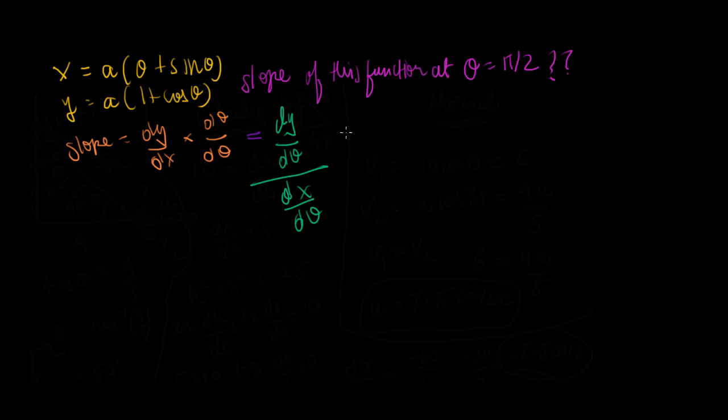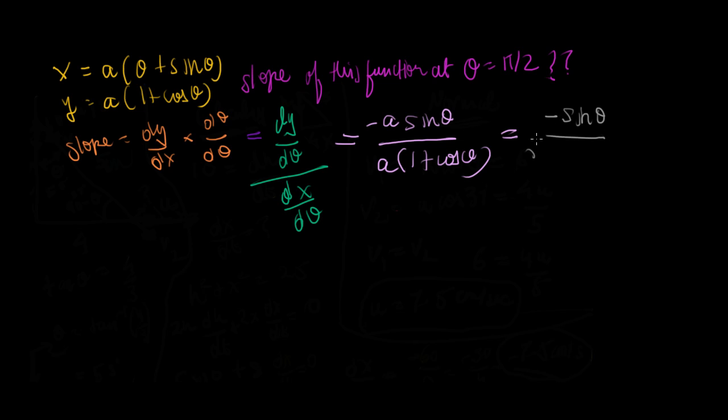So I'll just do it for you. dy by d theta is what? If you differentiate this, you'll get minus a sine theta, and all of that divided by dx by d theta, which is the differentiation of the equation of x with respect to theta, and that'll get you a times 1 plus cos theta, right? So this will simplify to minus sine theta upon 1 plus cos theta.